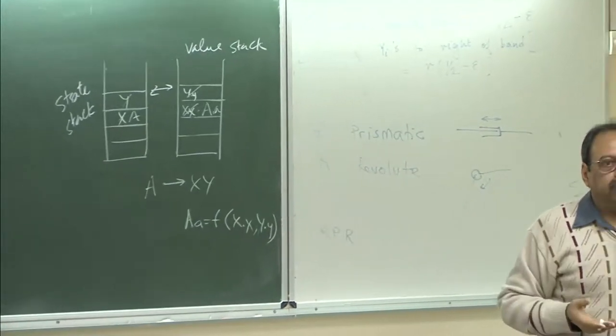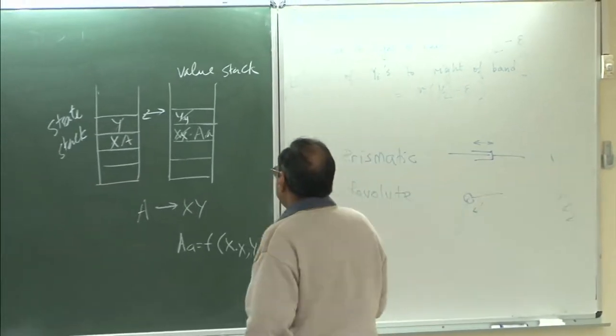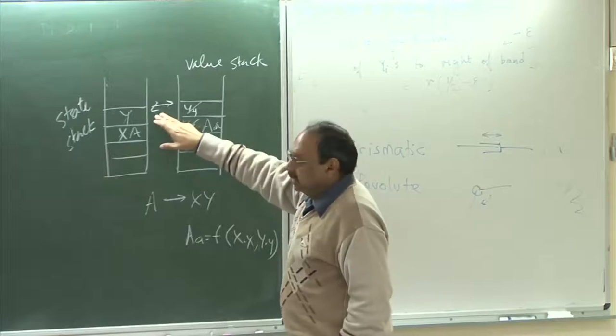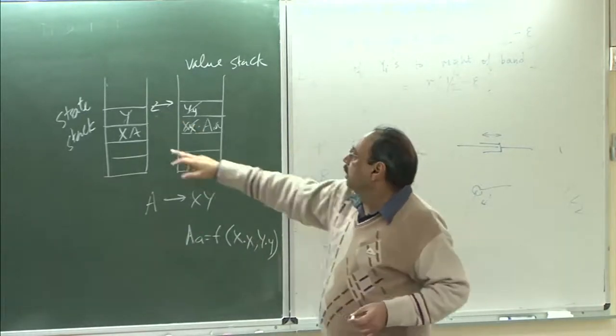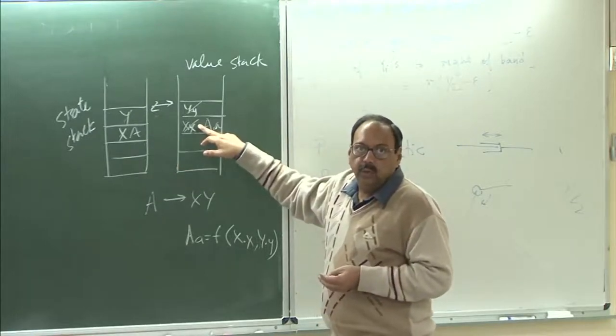Then my problem is solved, because all I need to do is make an additional stack which contains all the values of the attributes, and the same stack pointer will work for this. And as I am pushing the symbol, simultaneously in this stack I push the corresponding attribute.